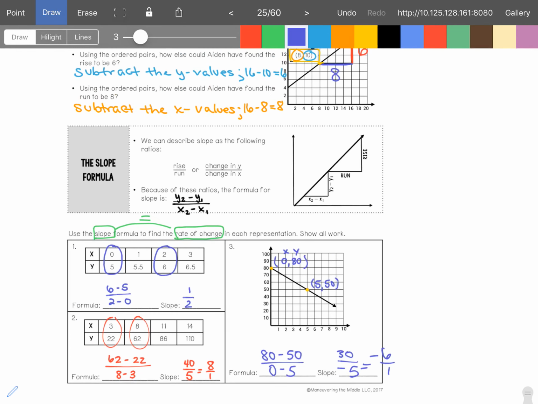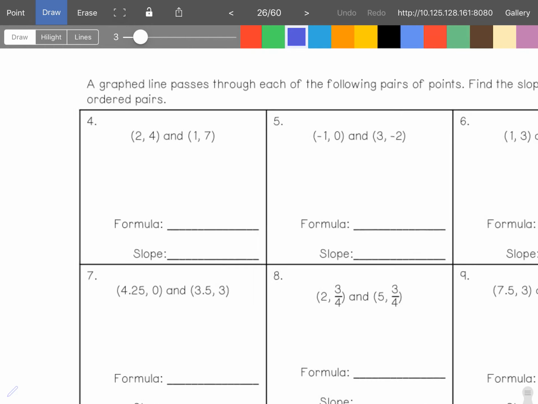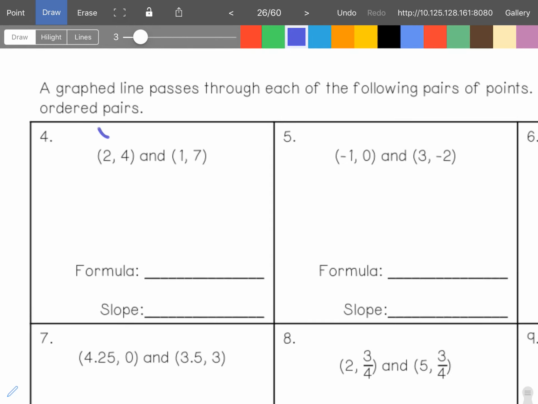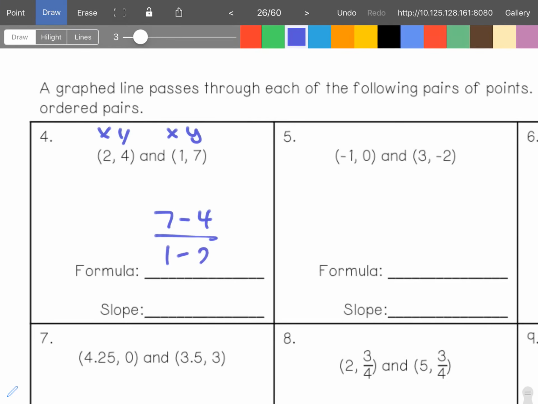All right, so let's look on to number 4. So if we have the ordered pairs here, we've got x and y and x and y. So we're going to subtract our y values first. So I'm going to do 7 minus 4. And then in the denominator, because I started with this ordered pair and I did 7 minus 4, I have to come back to this ordered pair and do 1 minus 2 for the denominator.